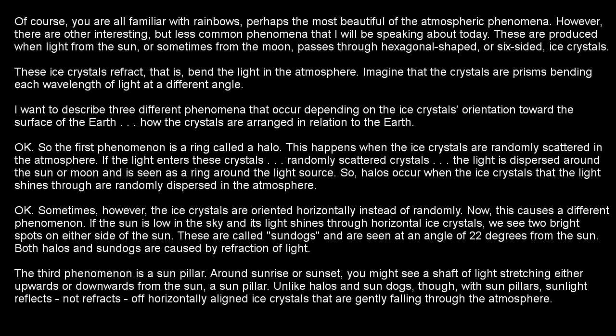Around sunrise or sunset, you might see a shaft of light stretching either upwards or downwards from the sun, a sun pillar. Unlike halos and sundogs, though, with sun pillars, sunlight reflects, not refracts, off horizontally aligned ice crystals that are gently falling through the atmosphere.